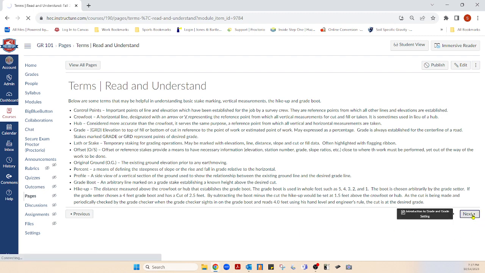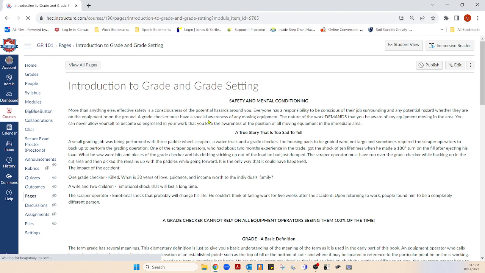Next, I want you to read this. It's safety and mental condition. You can't overkill safety. It's consciousness of the potential hazards around you. Also, it's your PPE, and how far you're spaced away from other pieces of equipment. Don't walk behind a dozer when it's backing up, et cetera. So we'll get into a little more safety as it's specific to what the course is about.